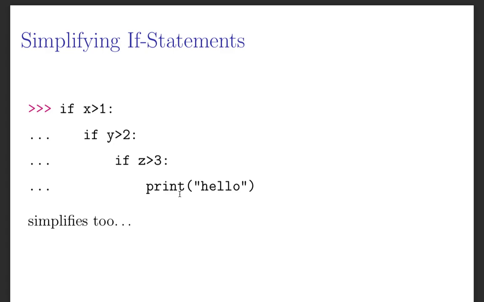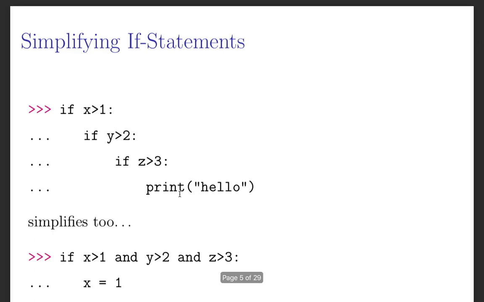If x is greater than 1, then if y is greater than 2, if z is greater than 3, then print hello. Okay, this is a perfectly syntactically correct if statement. How can we simplify it? Yeah, this is equivalent to just saying if x is greater than 1 and y is greater than 2 and z is greater than 3. Right? These are equivalent statements, right?